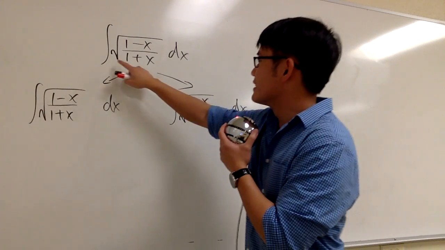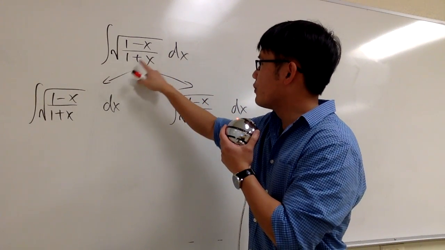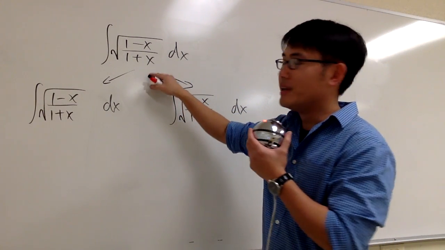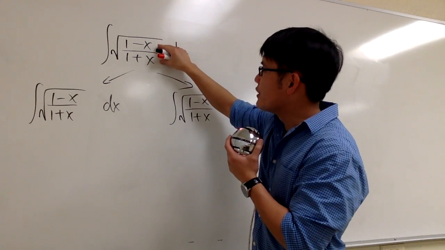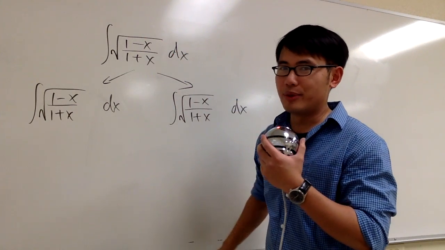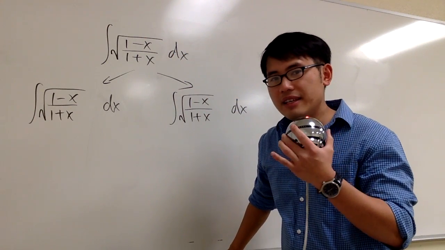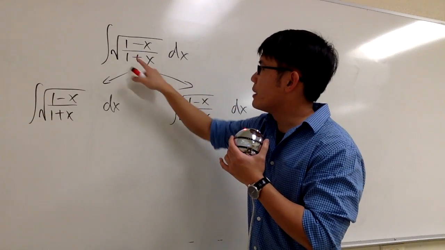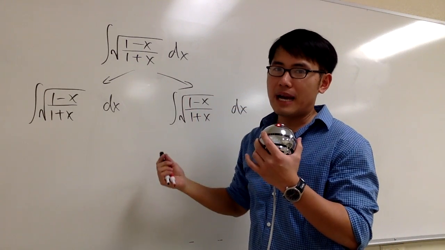Let's integrate the square root of (1 minus x) over (1 plus x). As we can see, we have a rational expression inside the square root, and that makes it pretty hard, right? The idea here is we have a square root on the top and a square root on the bottom. That's really bad.